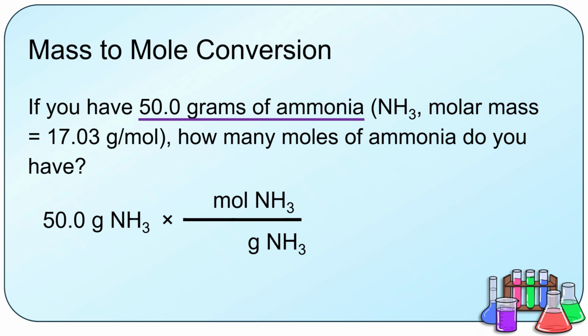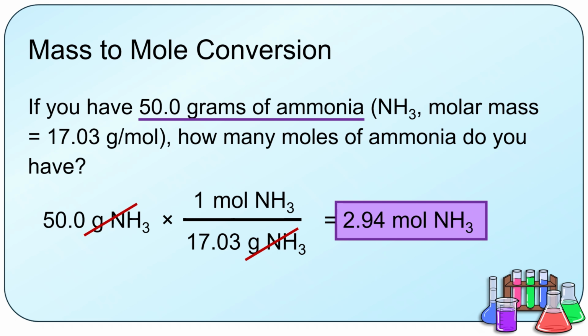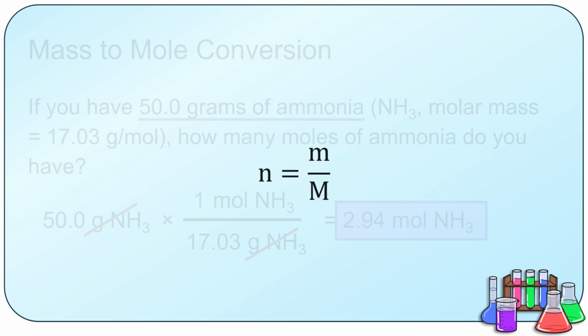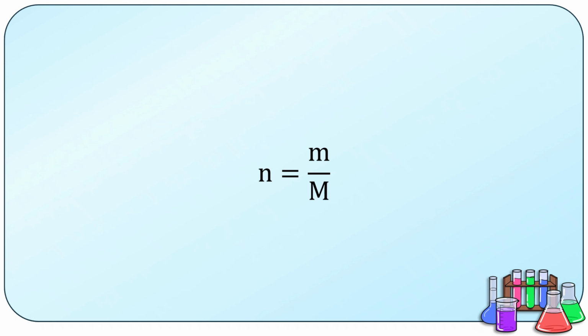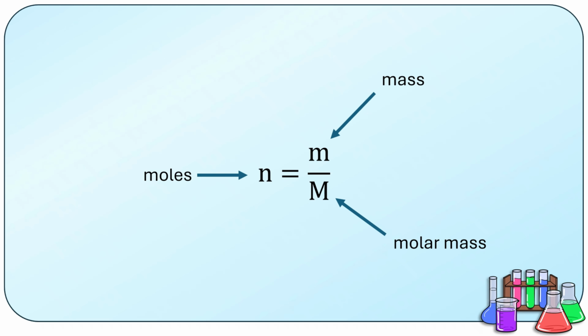The relationship is that 1 mole of NH3 is 17.03 grams. I can cancel the grams, multiply the numbers at the top, and divide by the bottom. My answer is 2.94 moles of NH3. For conversions between moles and mass, you might sometimes see this equation. This is exactly like the question we just did. This means if you want to find moles, you take the mass and divide by the molar mass.